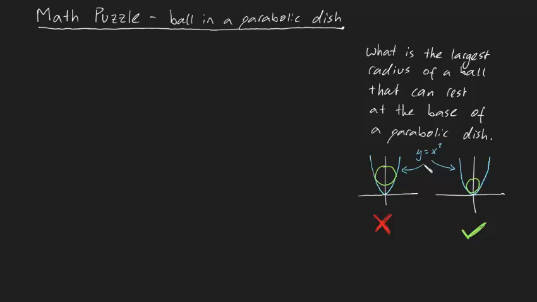To make that a little bit clearer for you, this ball, for example, has a radius which is too large because it gets stuck in this parabola. However, the radius of this ball is good enough because it can rest at the base of this parabola just here. Okay, that's the problem. Have a shot at this yourself first and then come back when you're done.